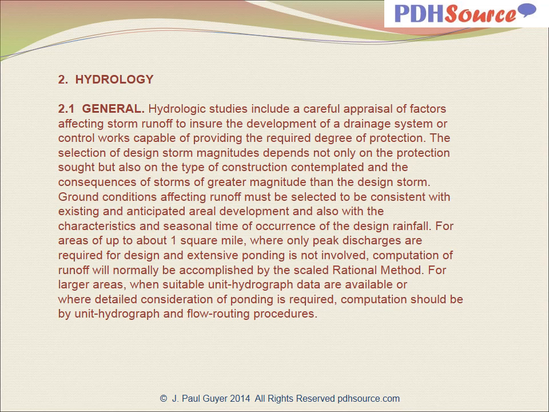Ground conditions affecting runoff must be selected to be consistent with existing and anticipated area development, and also with the characteristics and seasonal time of occurrence of the design rainfall. For areas of land up to about 1 square mile where only peak discharges are required for design and extensive ponding is not involved, computation of runoff will normally be accomplished by what is called the scaled rational method. For larger areas, when suitable unit hydrographic data are available or where detailed consideration of ponding is required, computation should be by unit hydrograph and flow routing procedures.